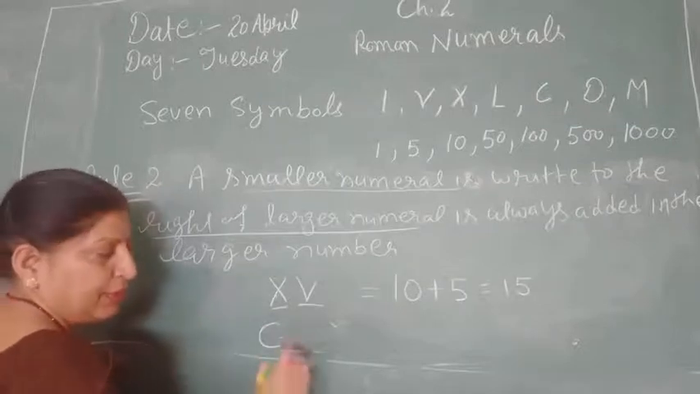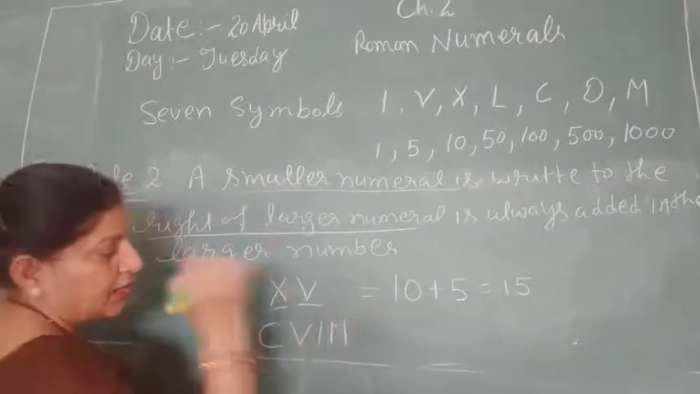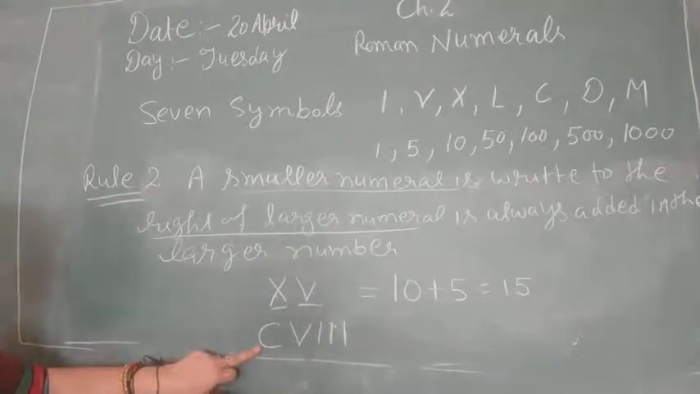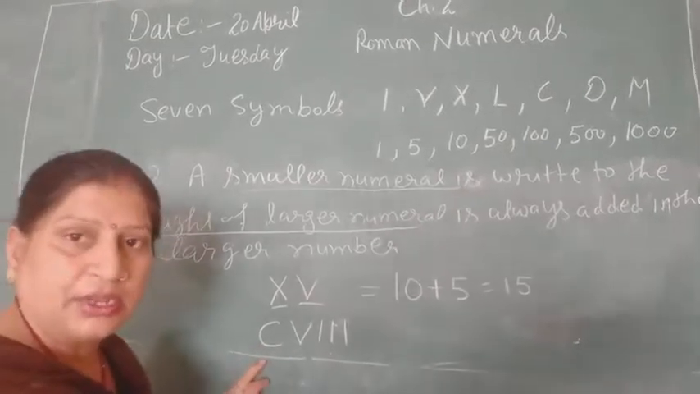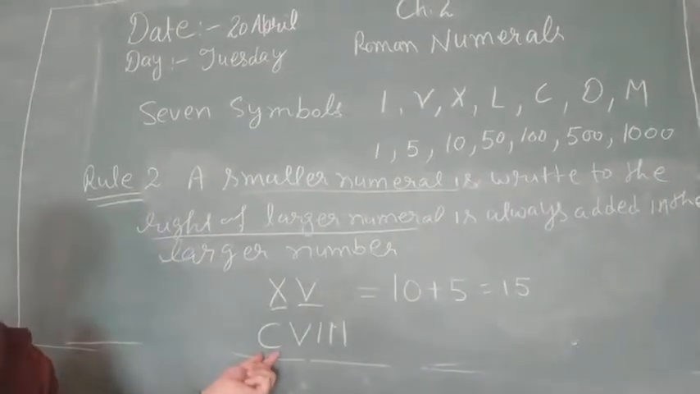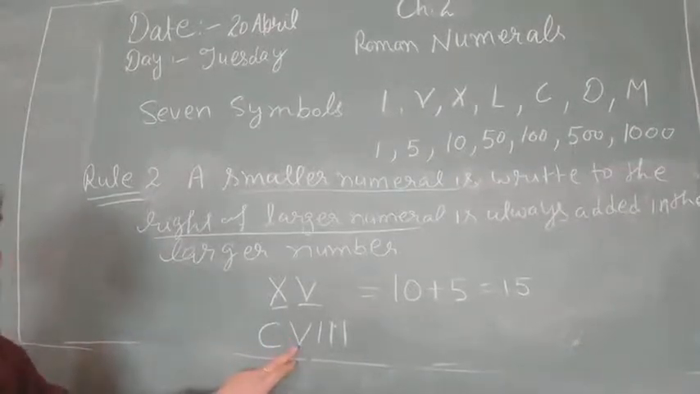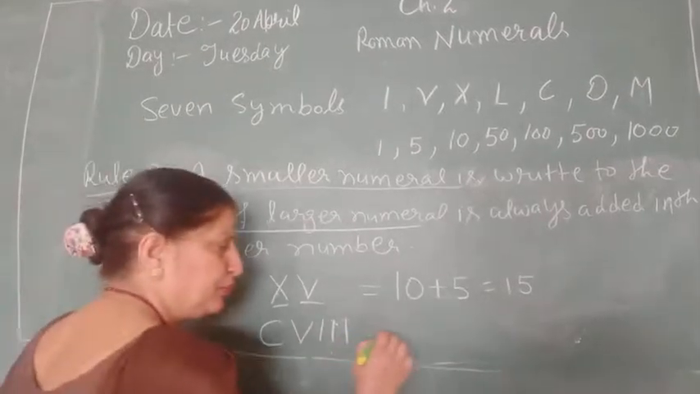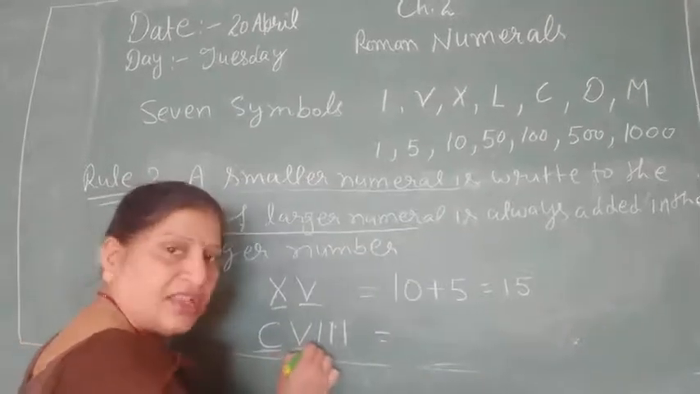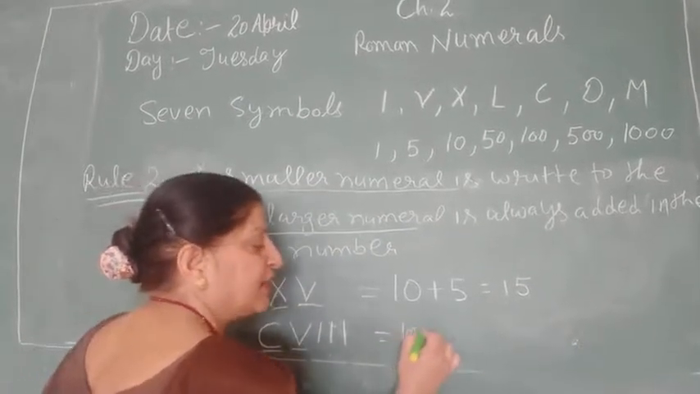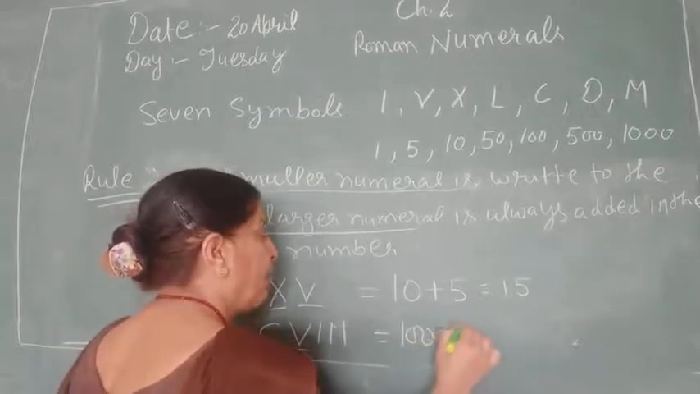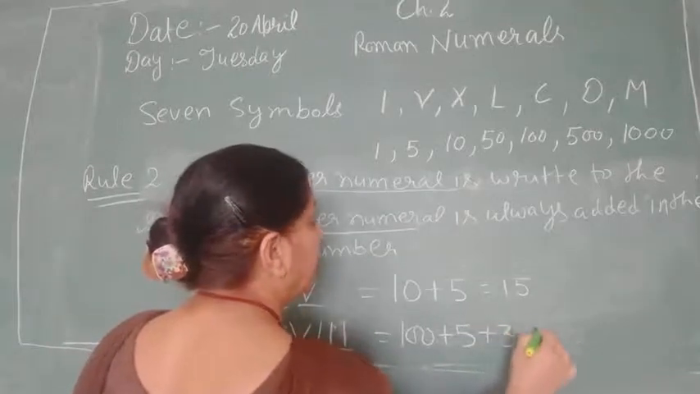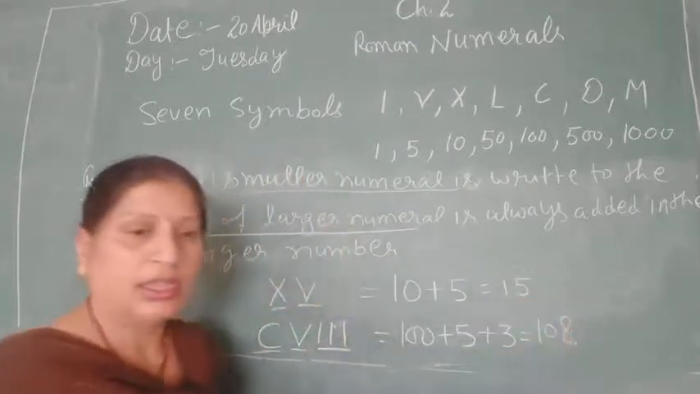Now we take one more example, C V I. Here we see that this number is bigger because C represents 100, V represents 5 and I represents 1. This is the bigger number, these are the smaller numbers. C represents 100, V represents 5 and I represents 1. So our number becomes 106. Clear this one?